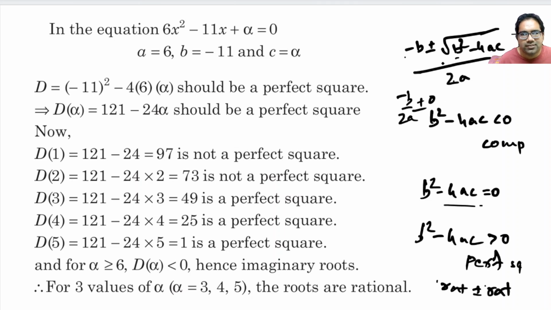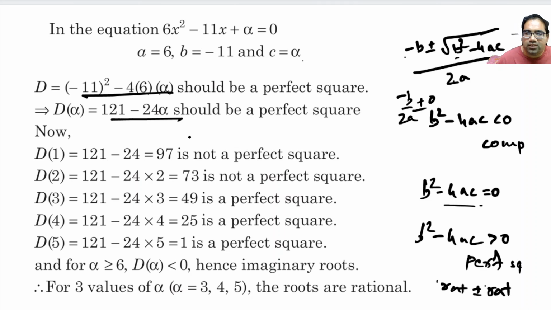So in this case, 6x² − 11x + α. What is b? Minus 11, a is 6 and c is α. b² − 4ac is 11² − 4 times 6 times α, which is 121 − 24α. This has to be a perfect square. Let us input one by one. Here α is an integer, that is also given.